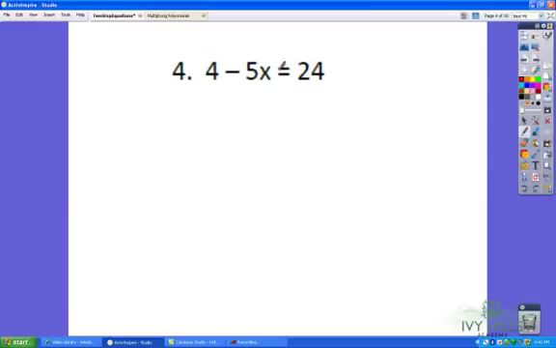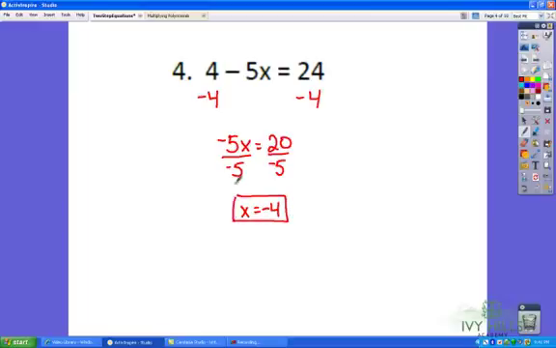Number 4, 4 minus 5x equals 24. If I subtract 4 from both sides, that will give me negative 5x equals 20. At this point I have negative 5 times x, so I want to undo the multiplication. I'll divide both sides by negative 5. That will give me x equals negative 4.